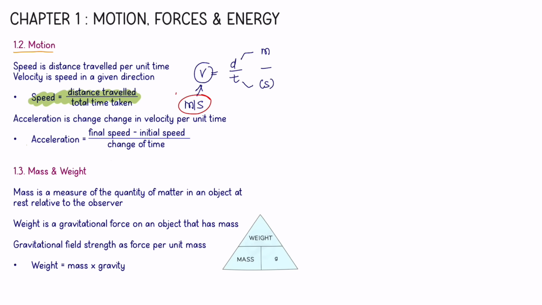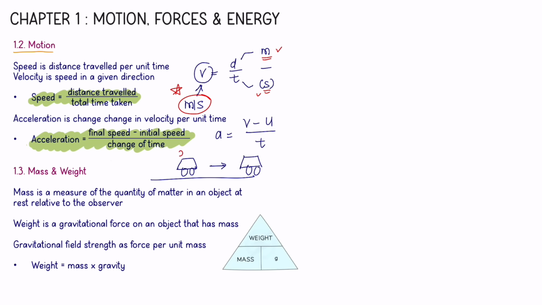Units are extremely important in physics, and remember the SI unit for each quantity. For distance, it's always in meter and time in seconds. Next, acceleration is the change in velocity per unit time. So to find the change of velocity, we're going to take the final velocity minus the initial velocity over time. Acceleration means an object's speed is increasing over time. So the final velocity will always be higher than its initial velocity.